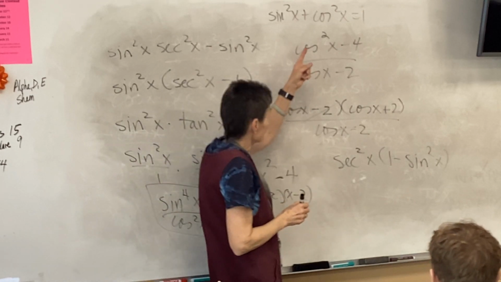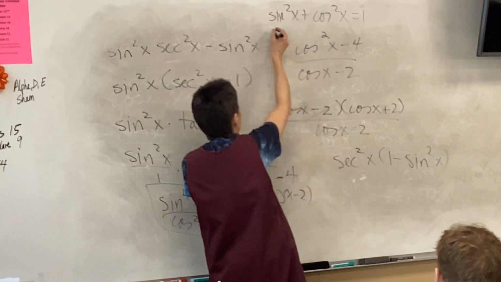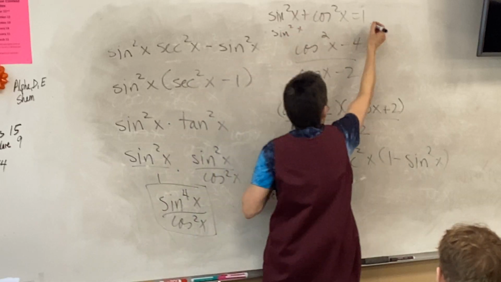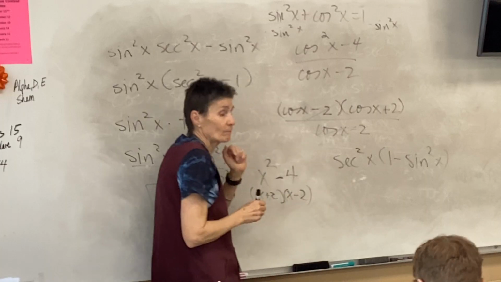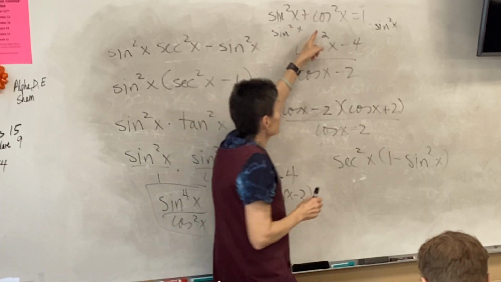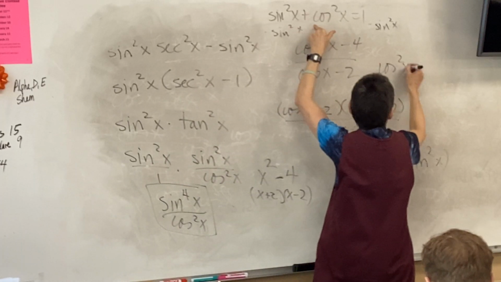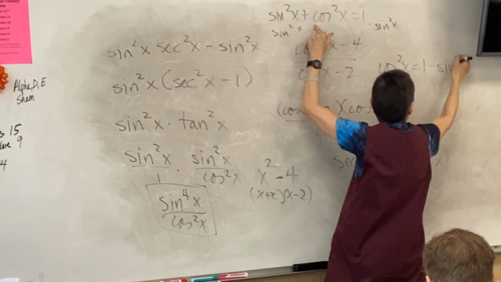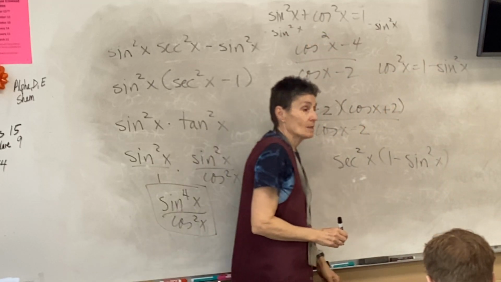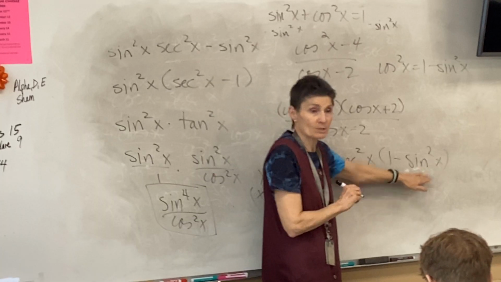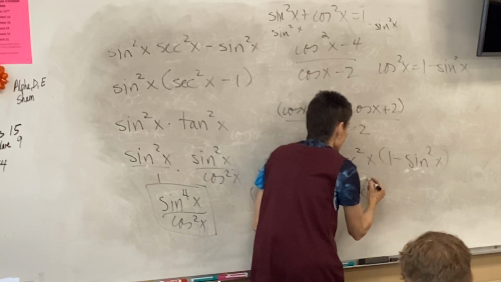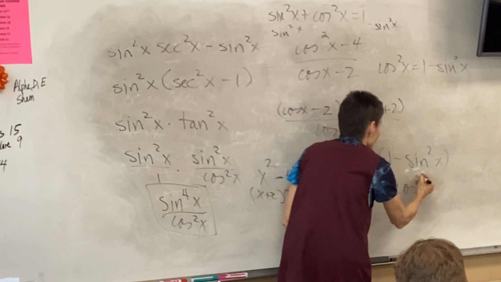What happens if I subtract this sine squared from both sides? What does that equation now say? Cosine squared equals 1 minus sine squared. So, what is 1 minus sine squared? Cosine squared. So now I have secant squared times cosine squared.